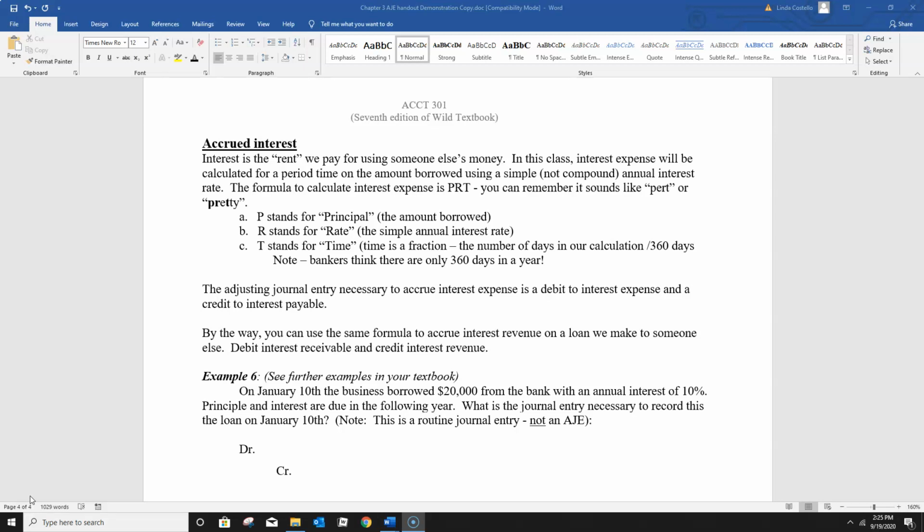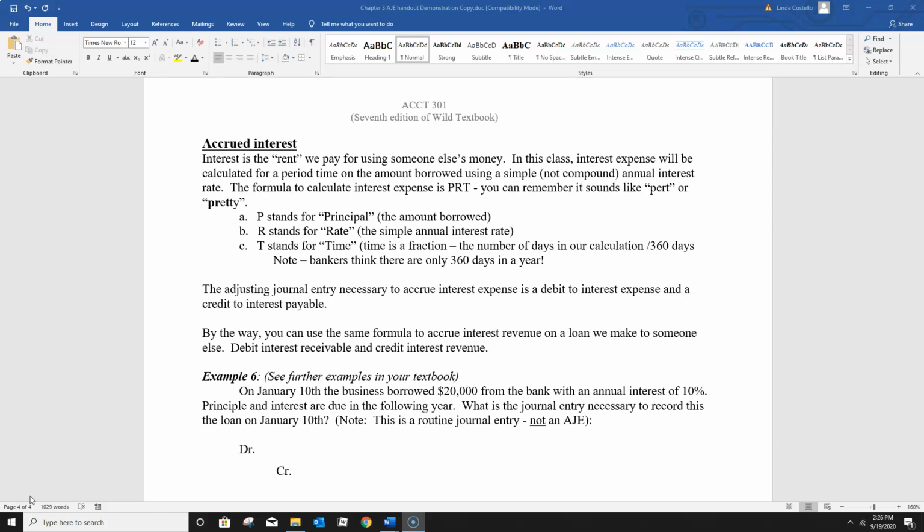So the adjusting journal entry necessary to accrue interest expense is going to be a debit to interest expense and a credit to interest payable. By the way, you can use the same formula to accrue interest revenue on a loan that we make to someone else. And that journal entry would be debit interest receivable and credit interest revenue. But let's stick to interest expense for right now and work some problems.